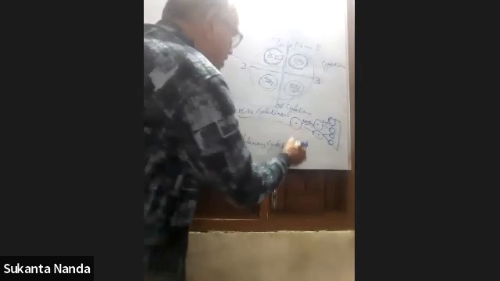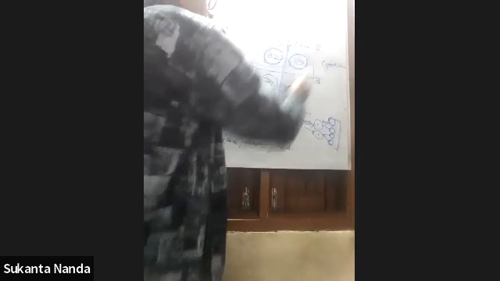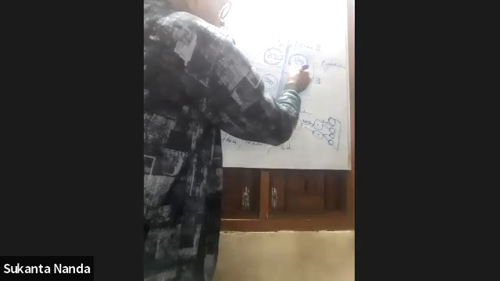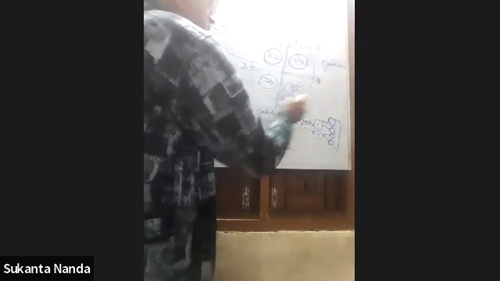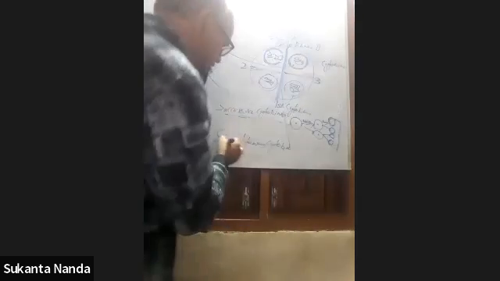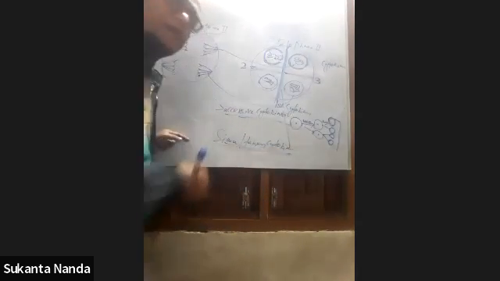But this one is called simultaneous cytokinesis. That means it will divide first this way vertically, then it will divide this way. So this is the first cytokinesis, this one second, this one third. So this is called simultaneous cytokinesis.